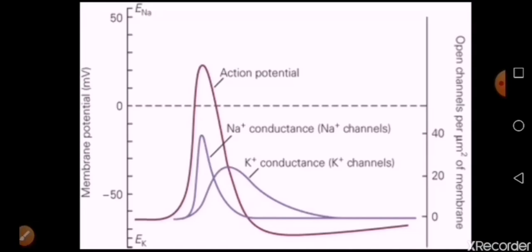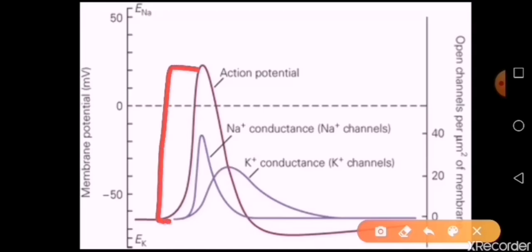ممكن يسألنا عن الامبليتيود of the action potential. كيف منجيب الامبليتيود of the action potential؟ عادة أي امبليتيود نحنا منجيبه باي calculating the maximum value, the maximum difference between the least value and the maximum value of the potential. طبعا فينا ننقص هالقيمة اللي فوق من القيمة اللي تحت.